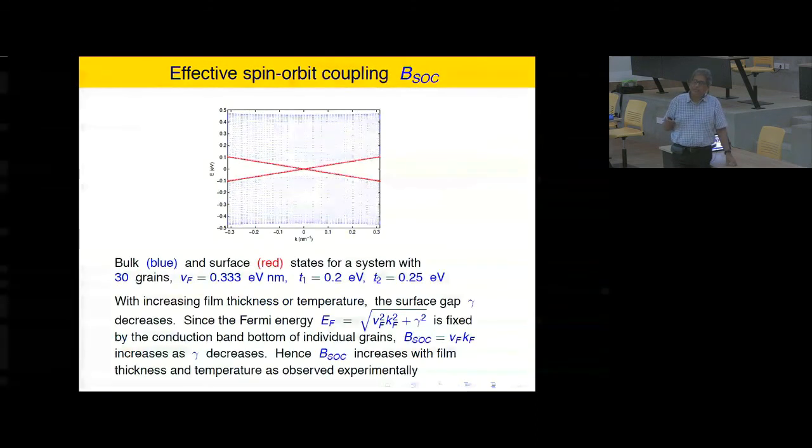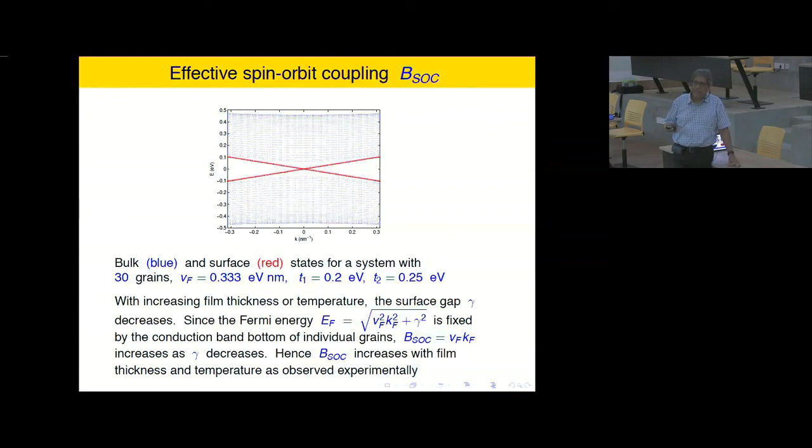So this is a picture. These blue lines are the bulk states of this entire system as a function of the magnitude of K, Kx or Ky or square root of it. And these red ones are the surface states for this set of values, T1 2 and T2 2.25. So now if you increase the film thickness or the temperature, the surface gap decreases because the T2 increases.